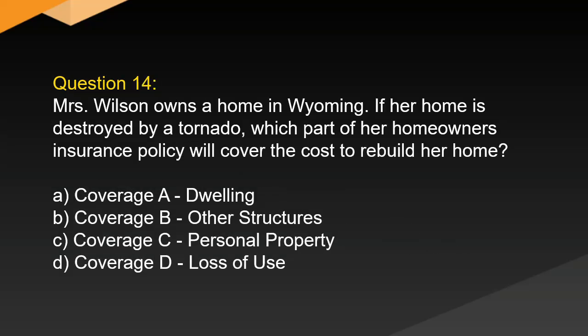Question 14. Mrs. Wilson owns a home in Wyoming. If her home is destroyed by a tornado, which part of her homeowner's insurance policy will cover the cost to rebuild her home? A. Coverage A, dwelling. B. Coverage B, other structures. C. Coverage C, personal property. D. Coverage D, loss of use.